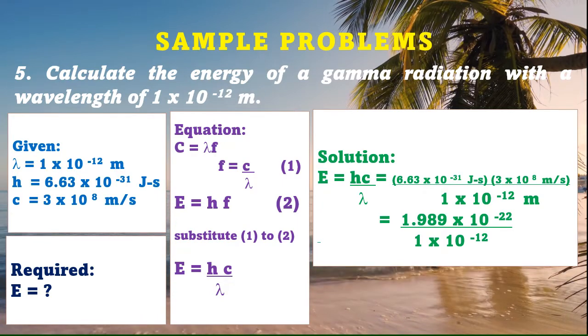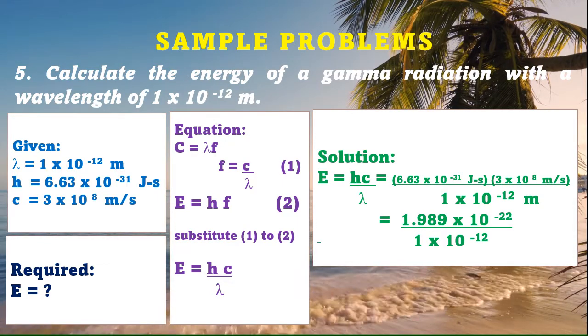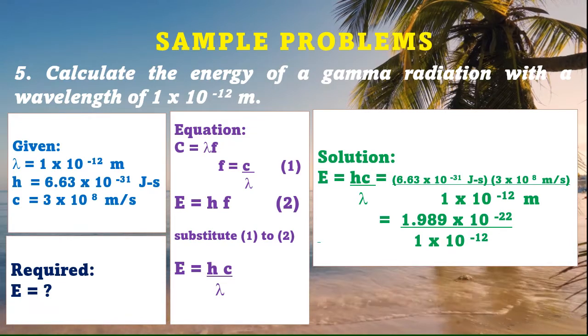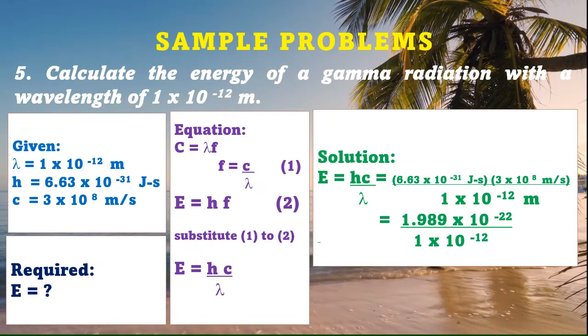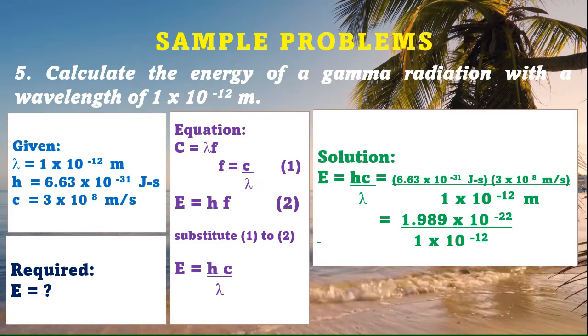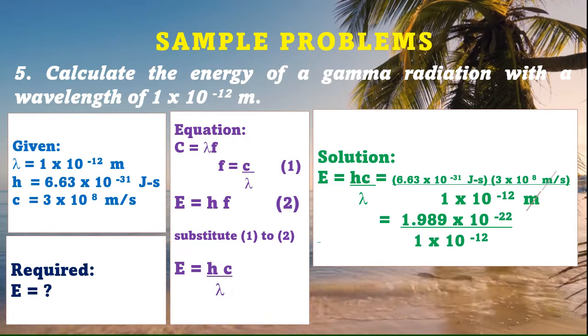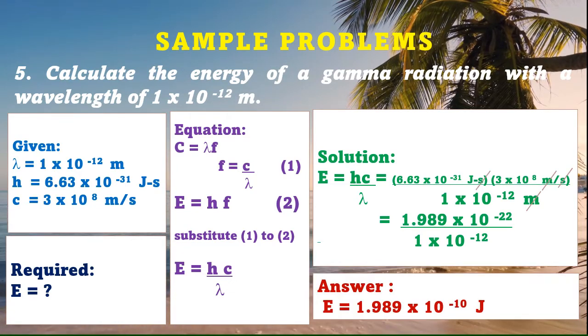Evaluating first the numerator, we will have 1.989 times 10 to the negative 22. Dividing that with the denominator, we will have 1 times 10 to the negative 12. We can now cancel units. And the final answer, energy is equal to 1.989 times 10 to the negative 10 joules.